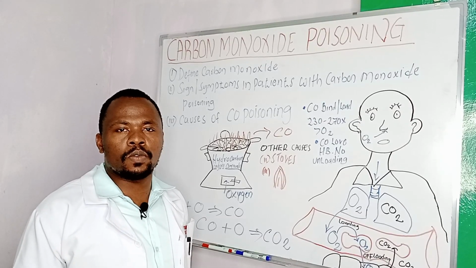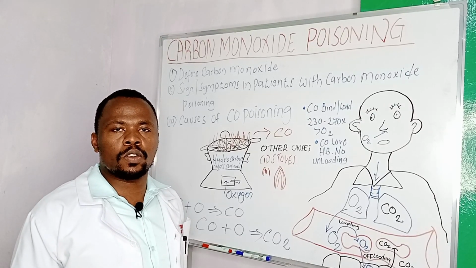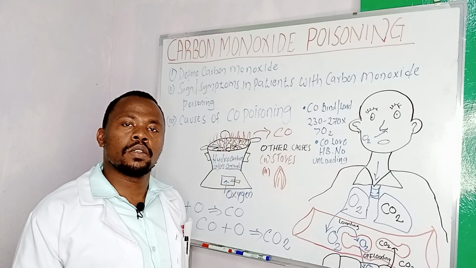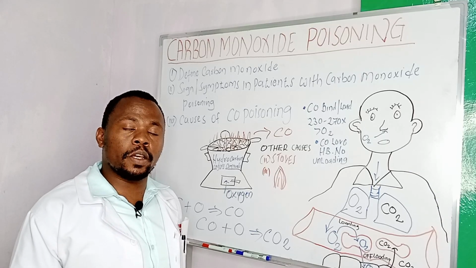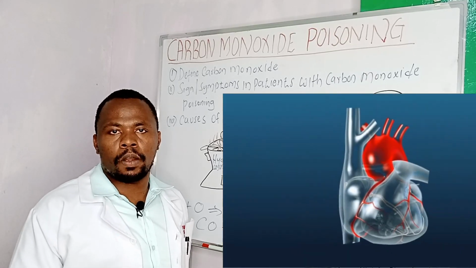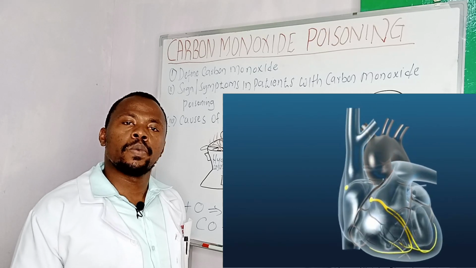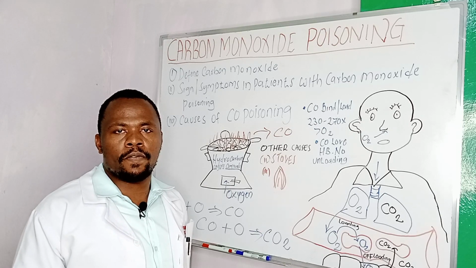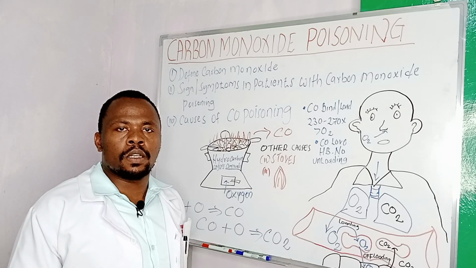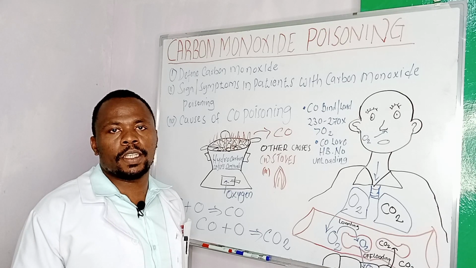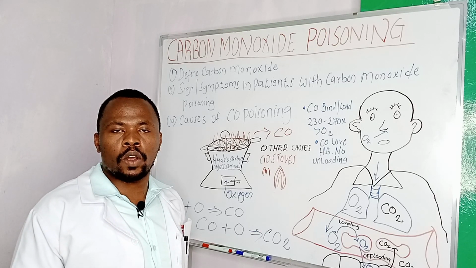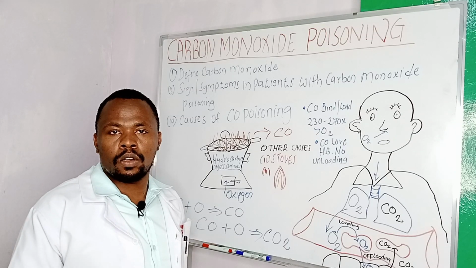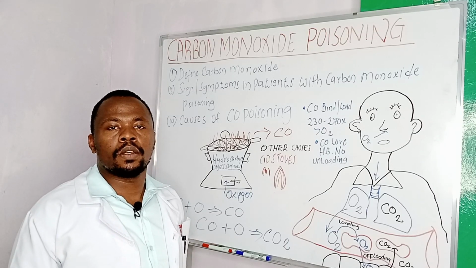Signs and symptoms of patients presenting with carbon monoxide poisoning range from headache, dizziness, drowsiness, chest pain, difficulty in breathing, palpitation. Palpitation is the awareness of the heartbeat. We have nausea, vomiting, abdominal pain. Then we have malaise, weakness, and extreme fatigue. You can also experience confusion, fainting, and it can result in death.